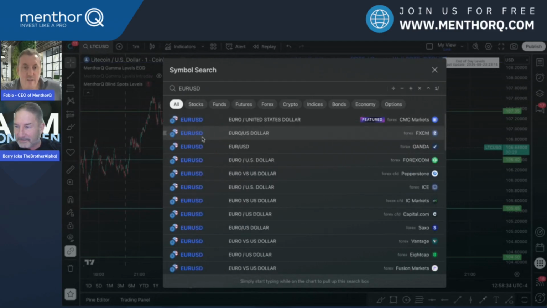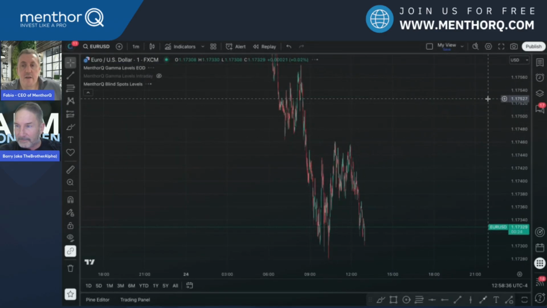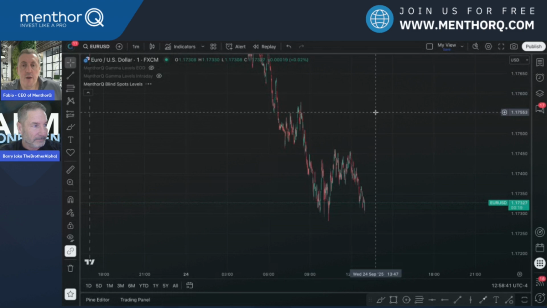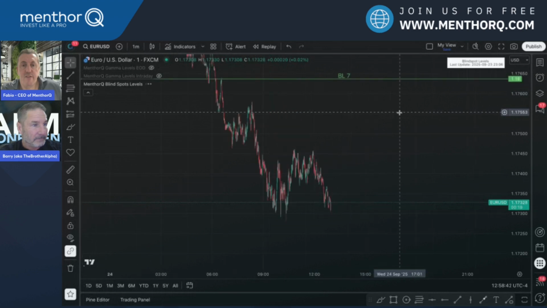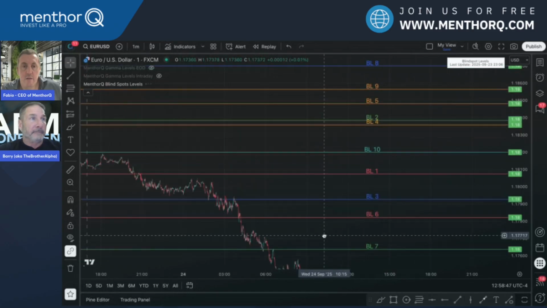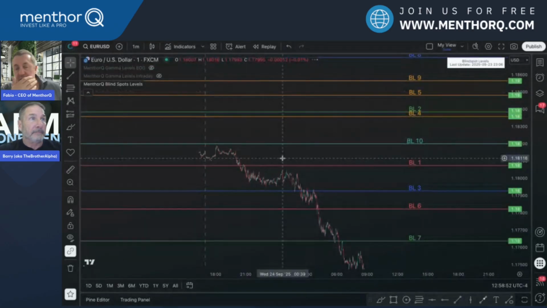Yeah. So you can have blind spot levels on Forex. They typically work pretty well. So they have a blind spot level here, and we have gamma levels as well.